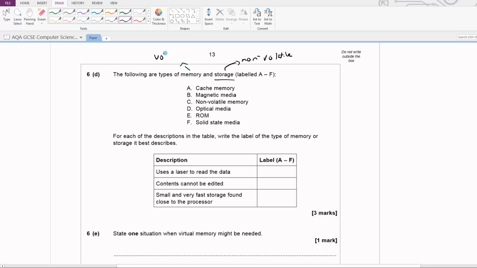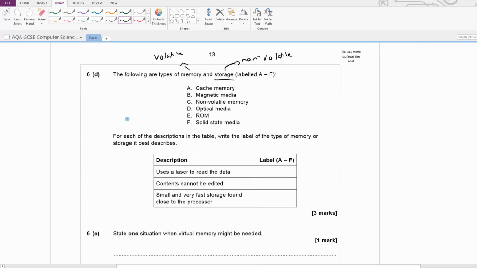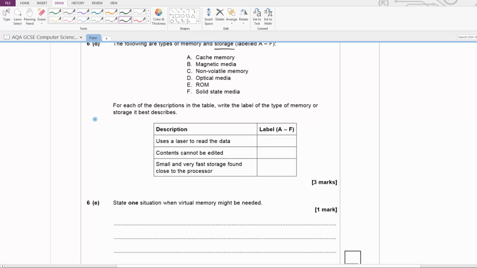volatile. Volatility is about whether data is retained when power is switched off. So a volatile device like main memory, when it's switched off, when power is cut, when your computer's turned off, the data is lost. Whereas something like a hard drive, which is non-volatile, which is an example of magnetic media, you're not going to lose your data when your computer's turned off, fortunately. Whereas RAM, for main memory, will lose it. It's only really for when the computer's on.